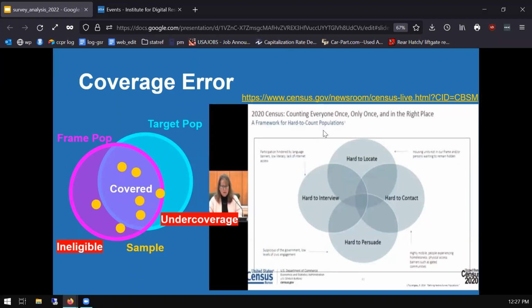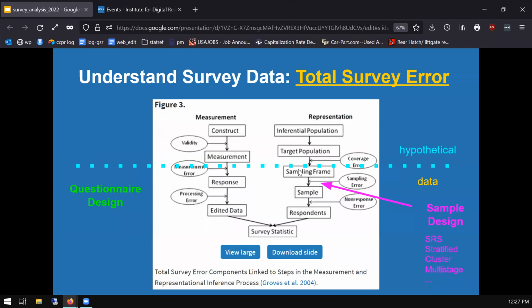Right. So this slide, we're going to focus on coverage error. Let me back up a bit to see where the coverage error falls in the total survey error framework. That would be this mismatch.